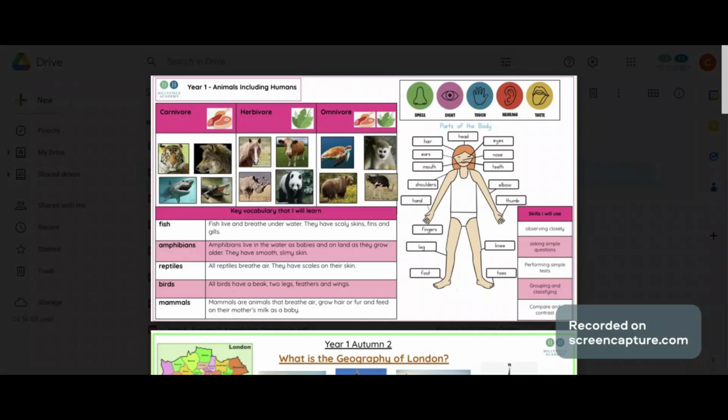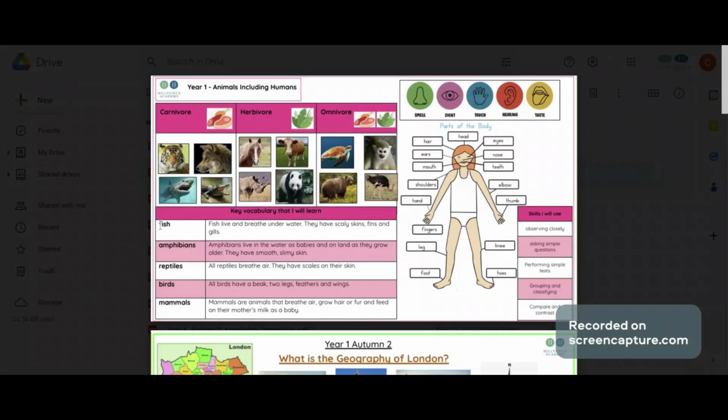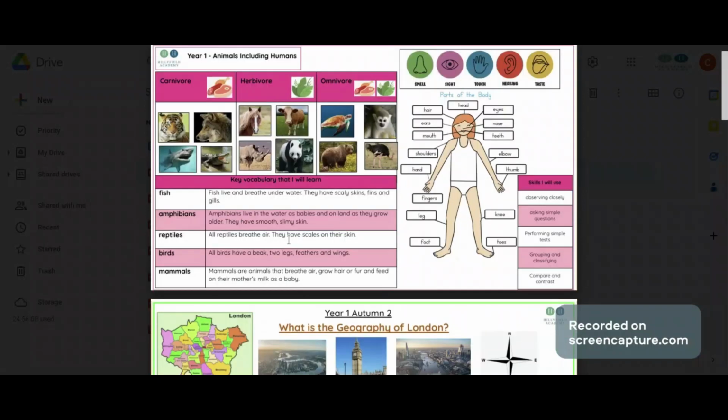And vice versa, you could cover up the names, so that instead of saying fish, and covering up the pictures also, you could see if the children can identify what animal group it is using their understanding.